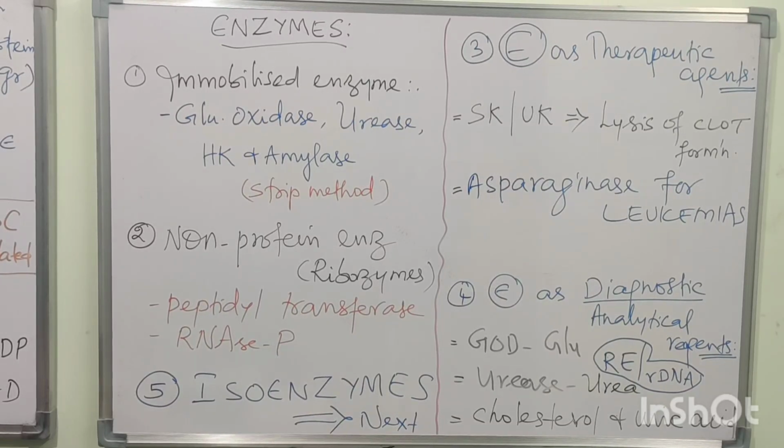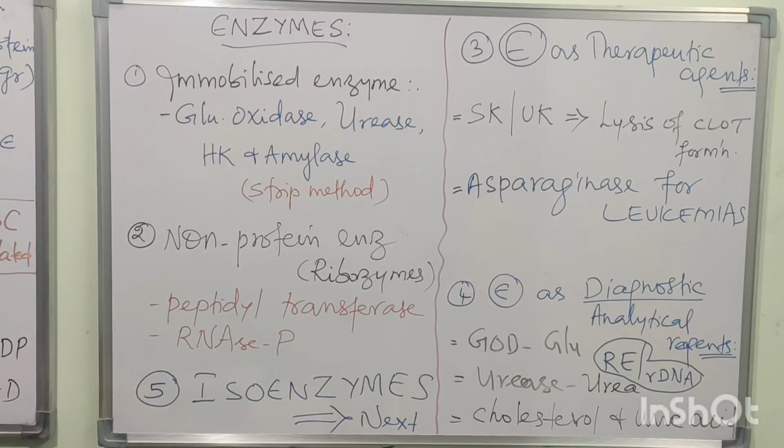Sometimes in the enzyme topic, they ask about therapeutic agents and diagnostic reagents. Very, very important MCQ. Under therapeutic agents, we have two examples: streptokinase and urokinase, which are used for the lysis of blood clots, thrombolysis. The second one is asparaginase, which is used for leukemias, cancer conditions. If they ask in short notes also, you can write these two. This is enough for your short notes: enzymes as therapeutic agents, streptokinase and urokinase, and asparaginase.